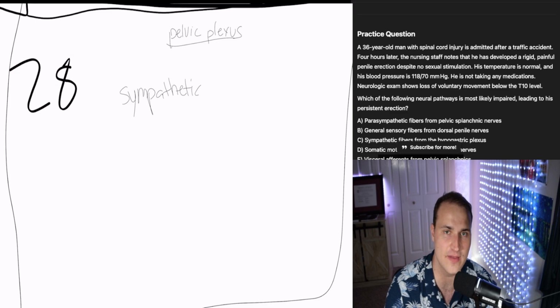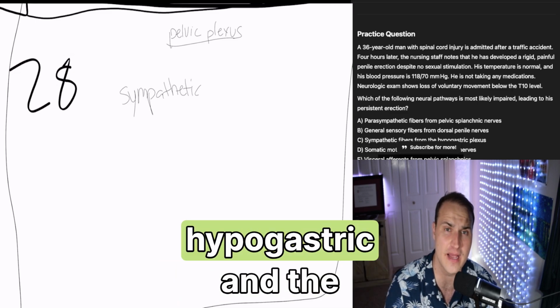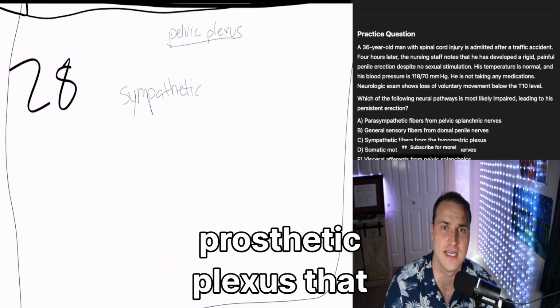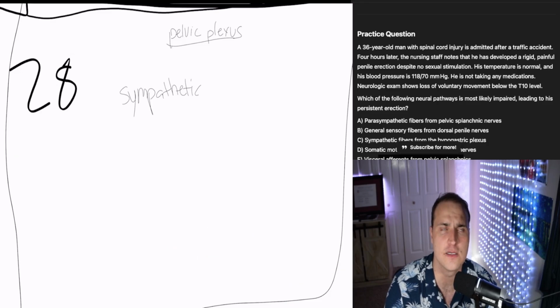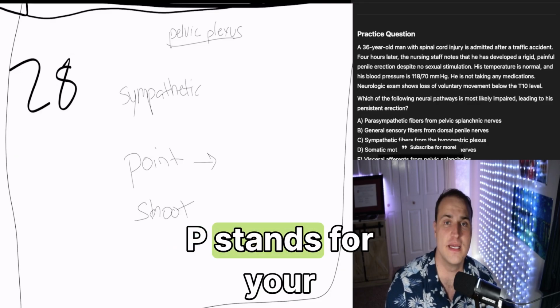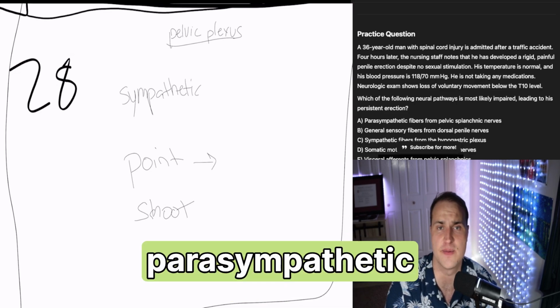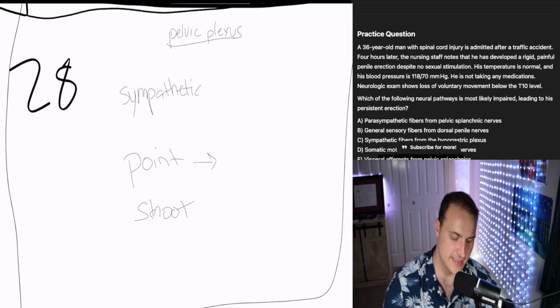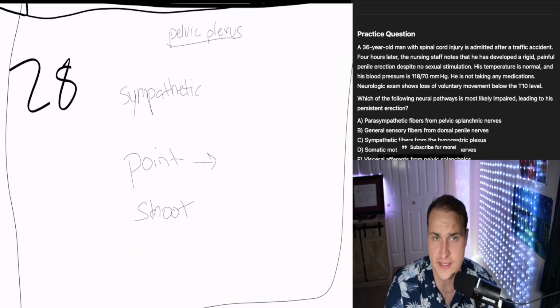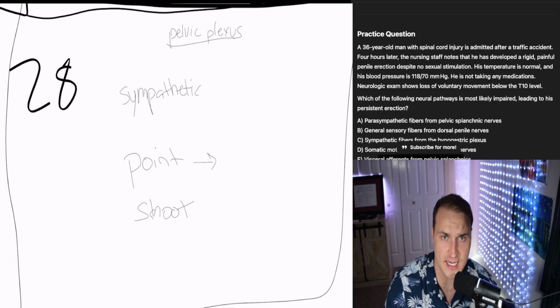So the neural pathway that's damaged is the sympathetic fibers from the hypogastric and the prostatic plexus that normally shut things down. The way you remember this is the point: the P stands for parasympathetic, because erection is parasympathetic, but detumescence is sympathetic. And when the sympathetic input is missing, it's not going to stop. So that's high yield neuroanatomy.